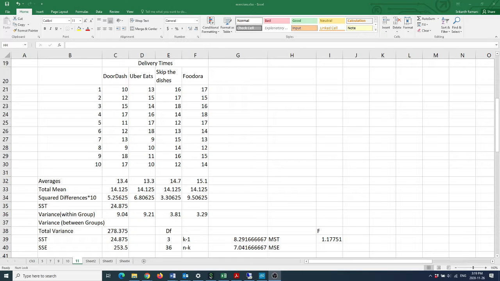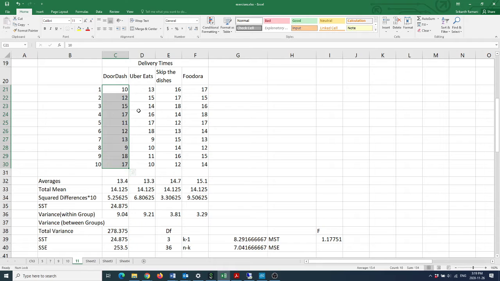Okay, guys, this is another example for the ANOVA test using the F test. In this example, we are looking at the delivery times for four different food services companies: DoorDash, Uber Eats, Skip the Dishes, and Foodora. Let's assume that you believe that Uber Eats and DoorDash may be faster than the other ones, and you just want to try and figure out if the delivery times for these four groups are similar or dissimilar.